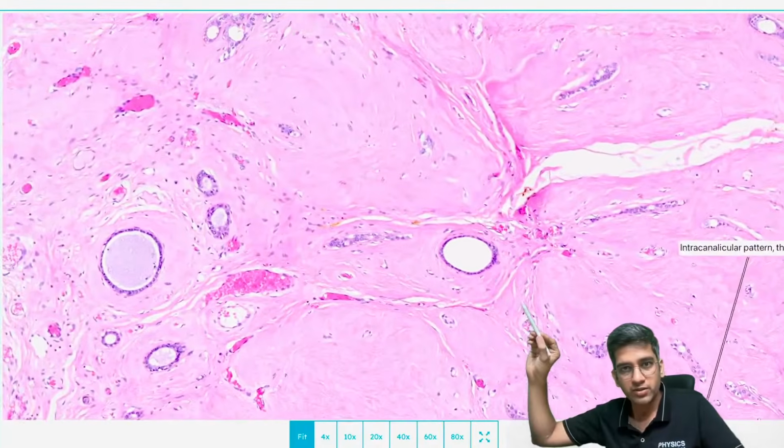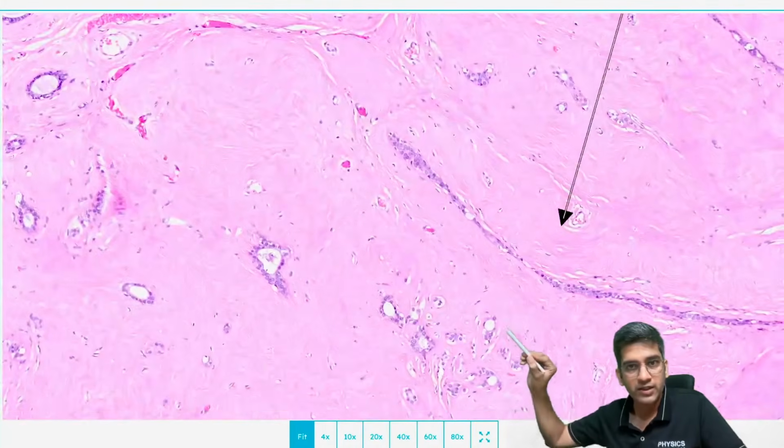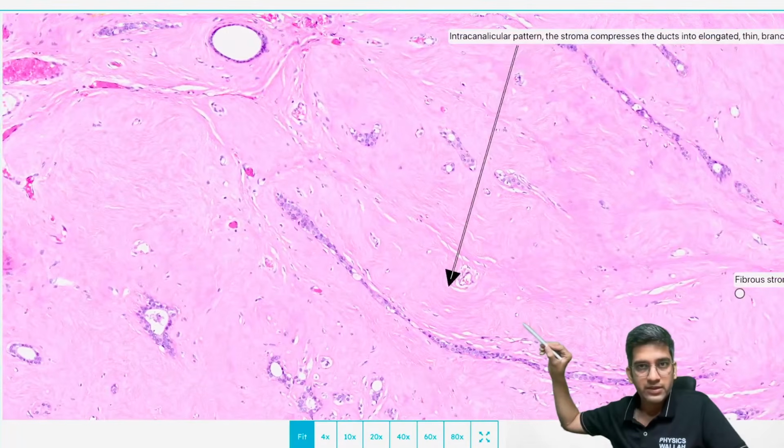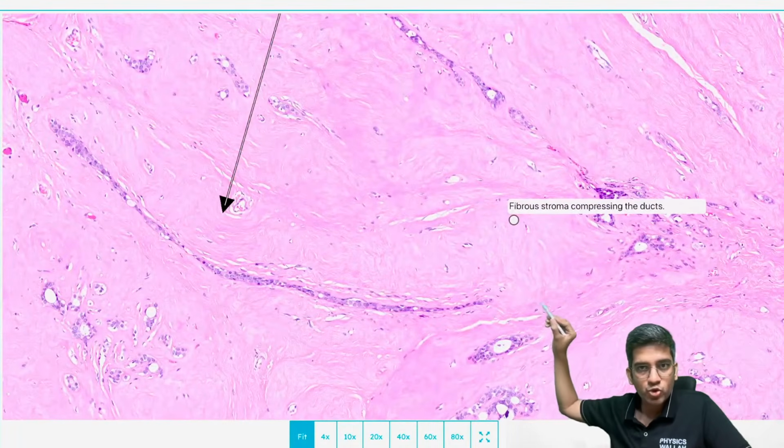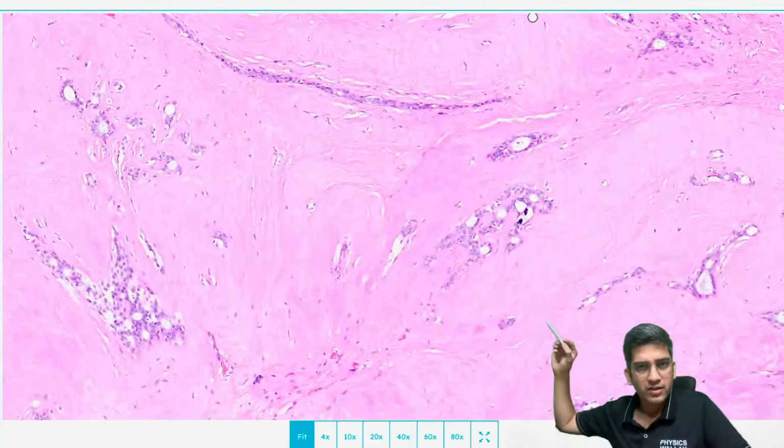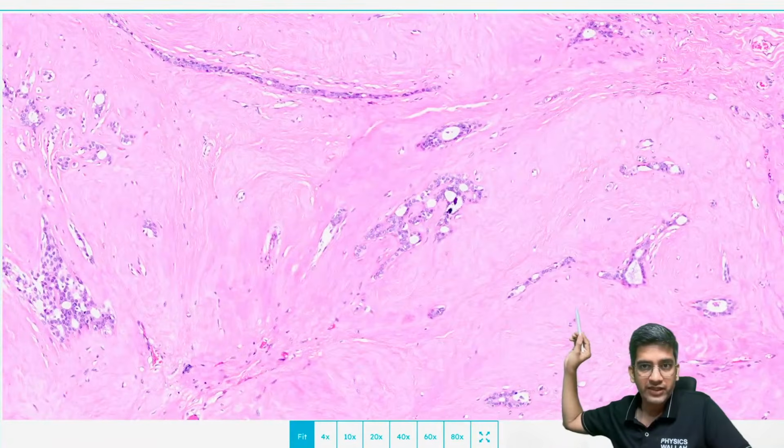Here it is not compressed. Looks like a normal duct. But here it's compressed completely, right? This is stroma. It's become hyalinized here. It's compressed here. That's a classical finding, compressed.